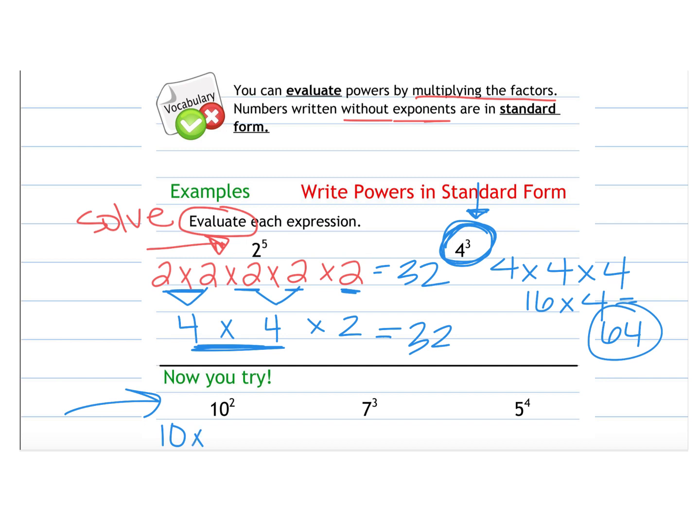So 10 squared is 10 times 10, which is 100. 7 cubed is 7 times 7 times 7. 7 times 7 is 49, times 7 is 343, and then 5 to the fourth power is 5 times 5 times 5 times 5, which is 625.